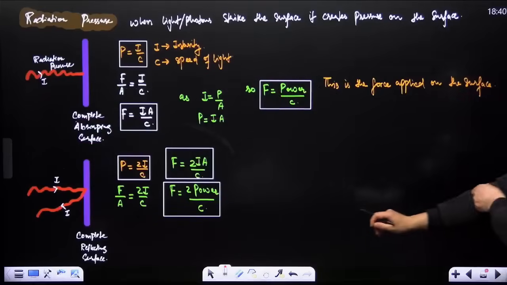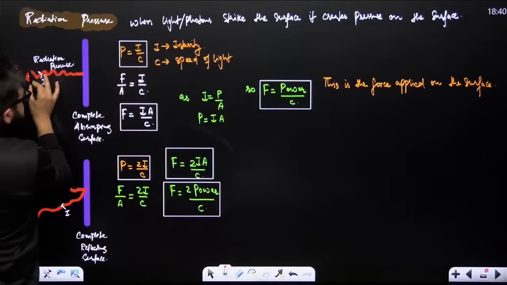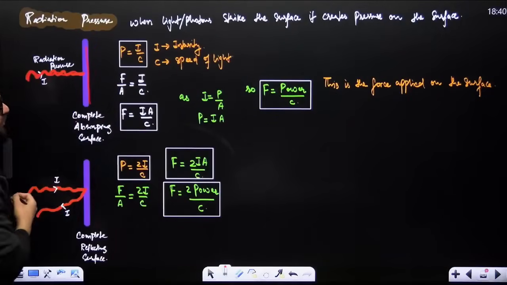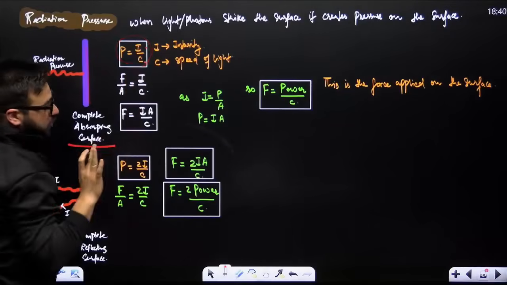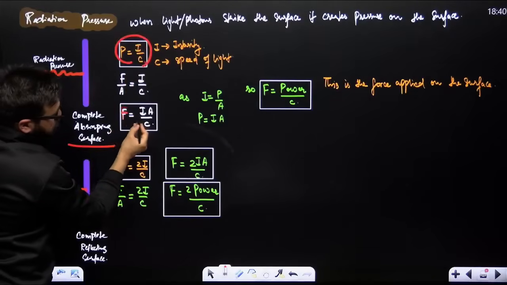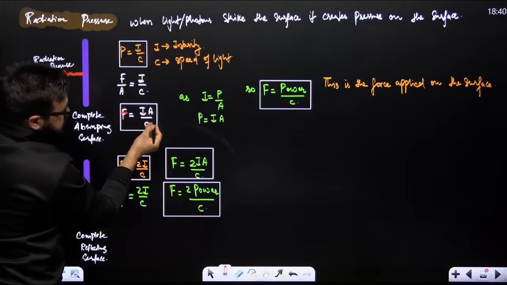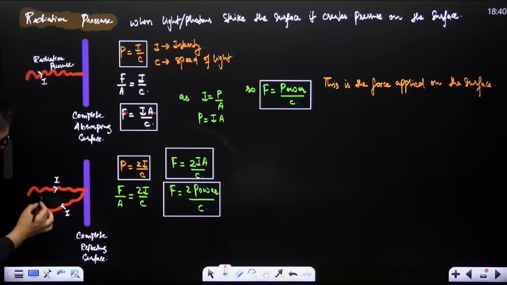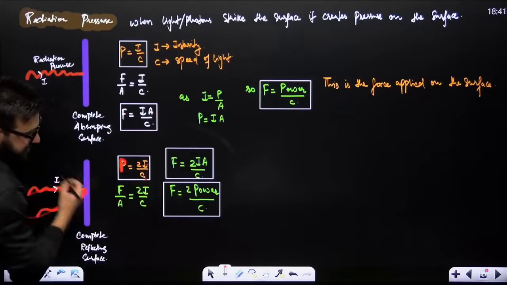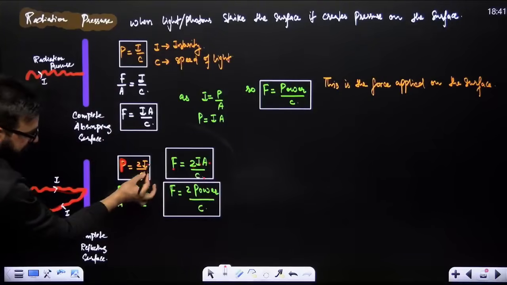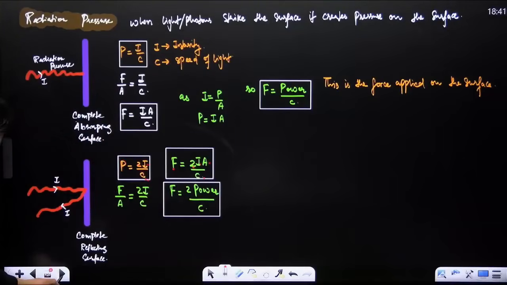Then, my dear NEET aspirants, we say radiation pressure. If light or radiation falls on a surface, it creates pressure on the surface. If it is a completely absorbing surface, we say the pressure is I divided by C. You can also write the force acting on the surface as I into A divided by C, where I is intensity, A is area, and C is the speed of light. If it is a completely reflecting surface, the pressure is 2I divided by C, and the force will be 2IA divided by C, where I is intensity and C is the speed of light. This is for a completely reflecting surface.